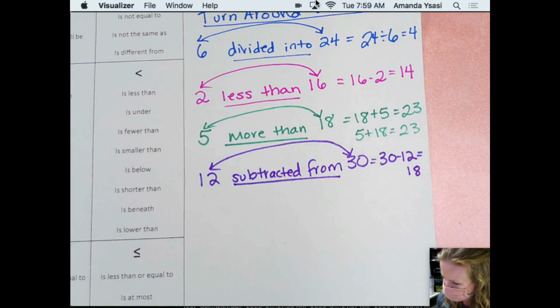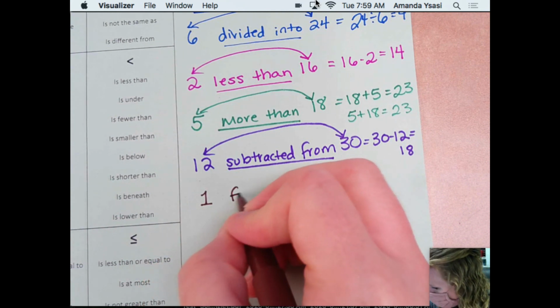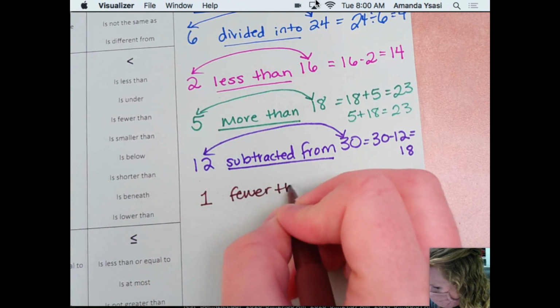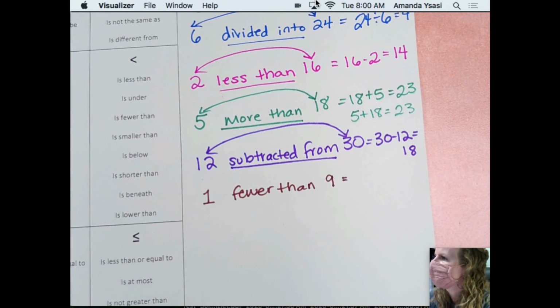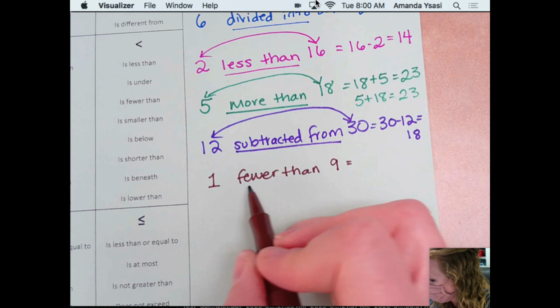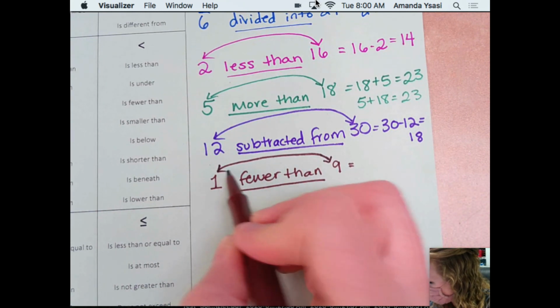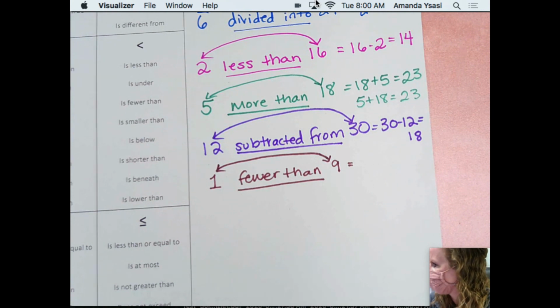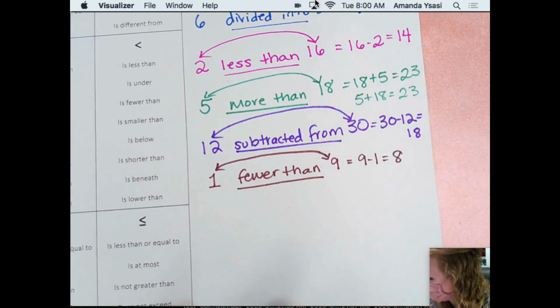Okay, one more. The last word that we haven't talked about is fewer than. So let's do 1 fewer than 9. So if we have fewer than, we are going to turn these around. Because if you think about it, 1 fewer than 9 means I have 9. I'm going to take 1 less than that. So 9 minus 1, which equals 8.